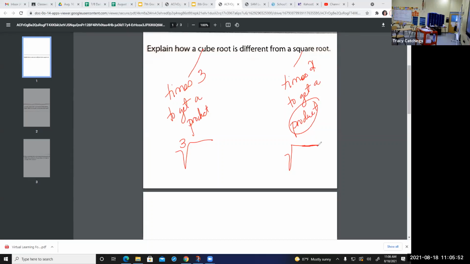Good job, Elijah and Jamie. Any questions about explaining the difference between a cube root and a square root?